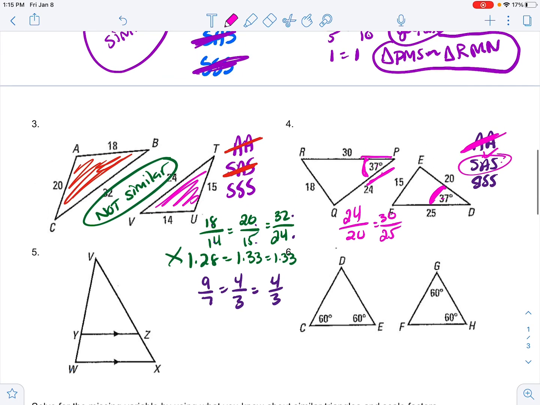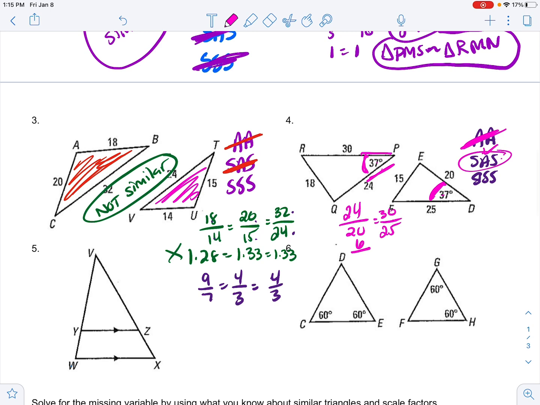All right, so right now those don't look the same. Let's simplify them. So what can I pull out of 24 and 20? I can pull a 4 out. So 24 divided by 4 is 6. 20 divided by 4 is 5. Next one, 30 and 25. What can I pull out? I can pull a 5 out. 30 divided by 5 is 6. 25 divided by 5 is 5. Those are the same. So yes, we could say it's similar by side, angle, side.